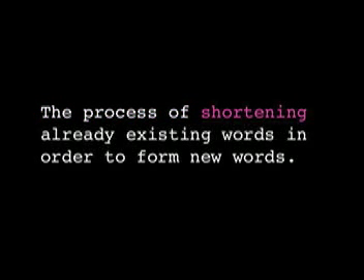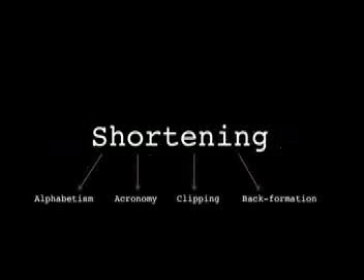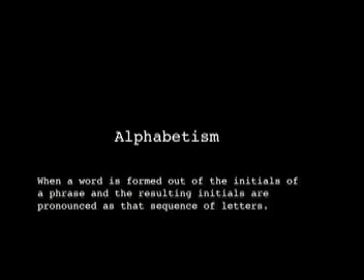Shortening is the process of shortening already existing words in order to form new words. There are 4 methods of shortening: alphabetism, acronymy, clipping, and back formation. Alphabetism is when a word is formed out of the initials of a phrase and the resulting initials are pronounced as that sequence of letters. A commonly used set of initials formed through the use of alphabetism is the phrase "by the way," which is then shortened into BTW or BTW.